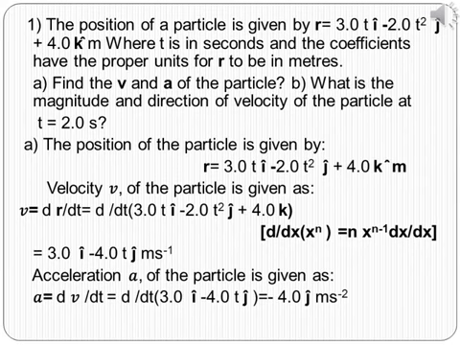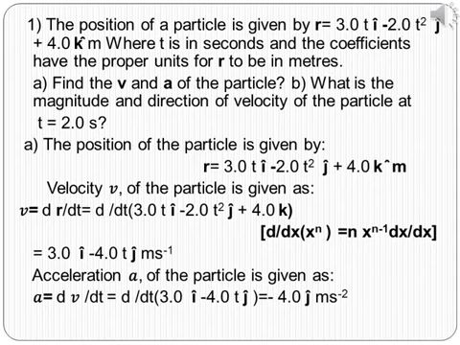B. What is the magnitude and direction of velocity of the particle at a time t is equal to 2 seconds? First we have to find the velocity v and acceleration a of the particle. Given that the position of the particle r is equal to 3t i cap minus 2t square j cap plus 4k cap meter. Then what should be its velocity vector?